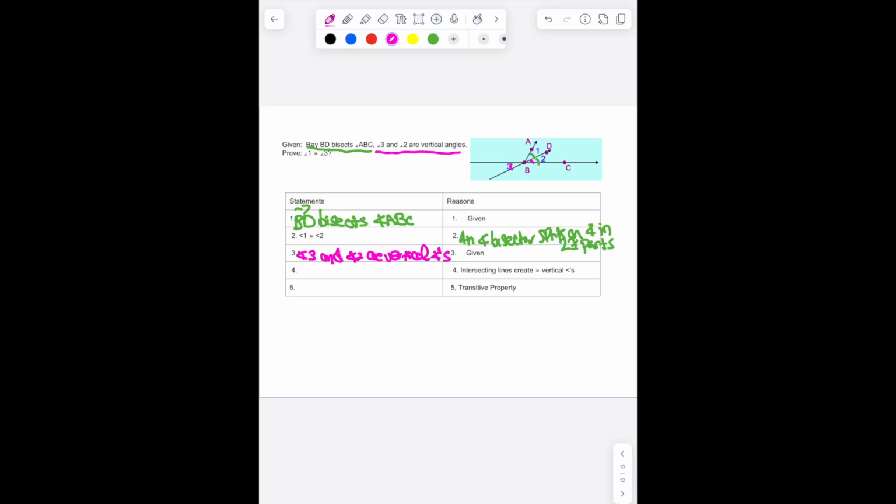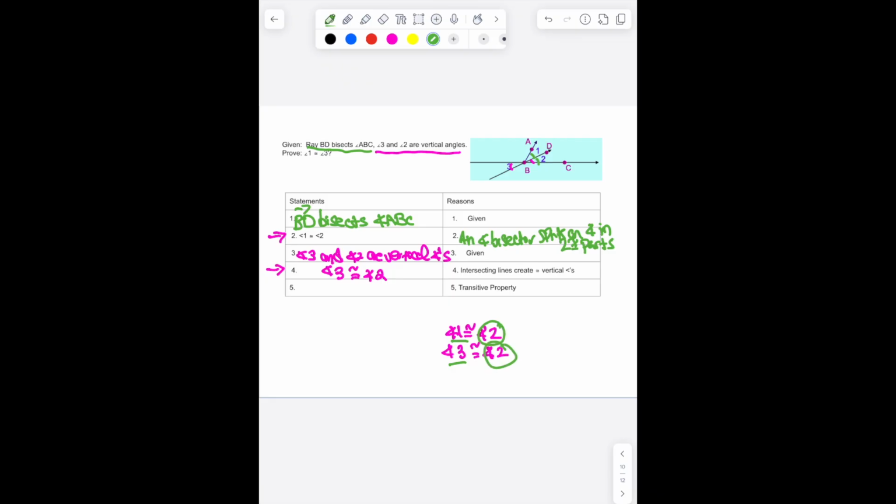And from that, we were able to determine that angle 3 was congruent to angle 2, because vertical angles are always congruent. Whenever we have intersecting lines, they create congruent vertical angles. So now we just have to figure out why the proof statement is true, why angle 1 is congruent to angle 3. Well, let's look at what we proved in 2 and what we proved in 4 a little bit more closely. In 2, we proved that angle 1 was congruent to angle 2. In 4, we proved that angle 3 was congruent to angle 2. So notice how angle 1 and angle 3 are both congruent to angle 2.